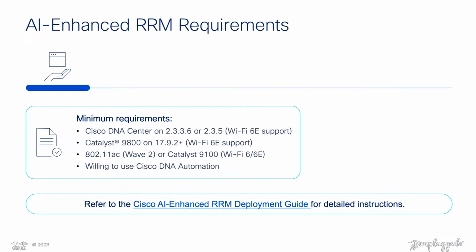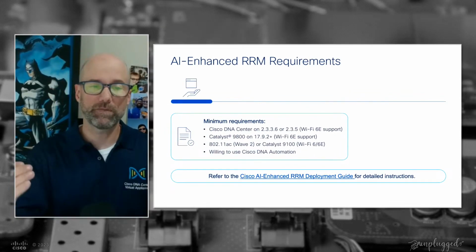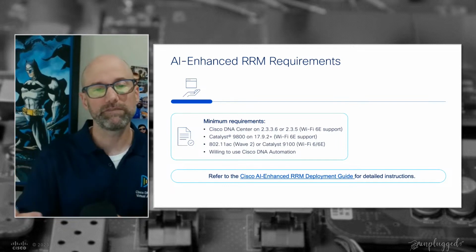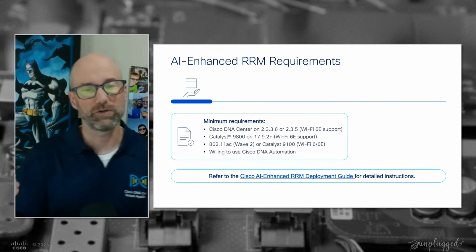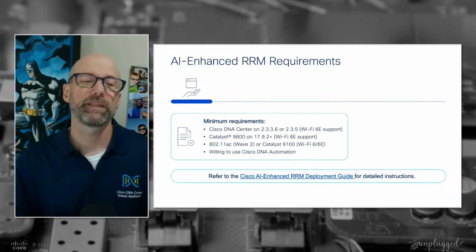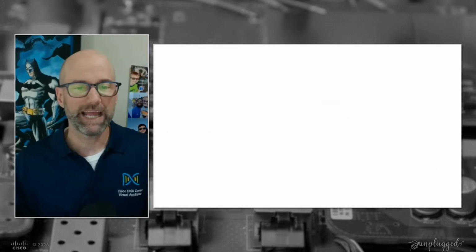And then at the end here, we're going to look at those minimum requirements. Dan talked about it earlier. What are the minimums to get this up and running? So Cisco DNA Center, you can do 2.3.3.6, or if you have Wi-Fi 6E enabled APs, you've got to use 2.3.5 because the AP has to be supported, obviously, on the platform. You have to use 9800 and you have to be on 17.9.2 plus for Wi-Fi 6E support. And then from an AP perspective, you're looking at Wave 2 and your 9100s or the CWs that we have out now. And that's really the end of it.